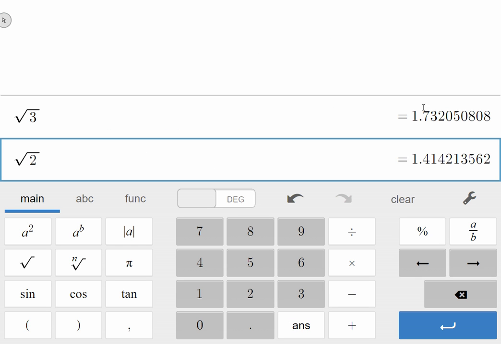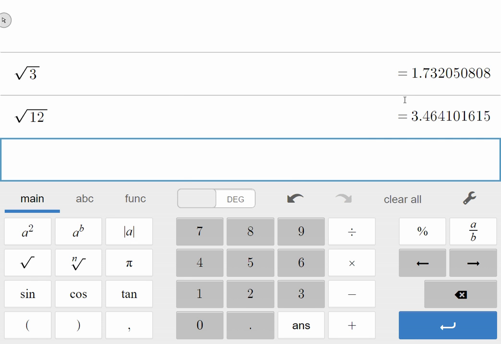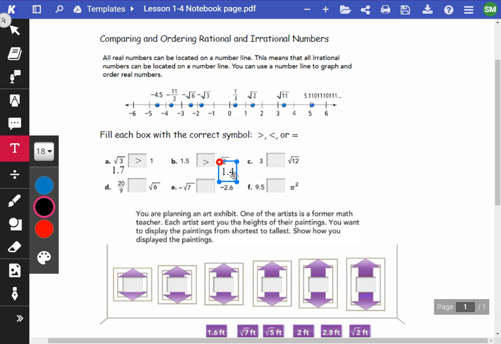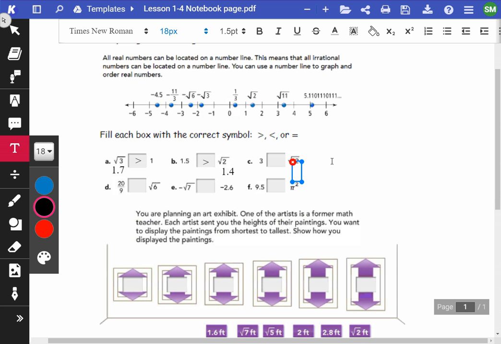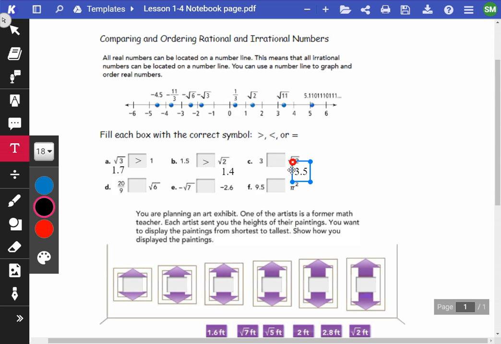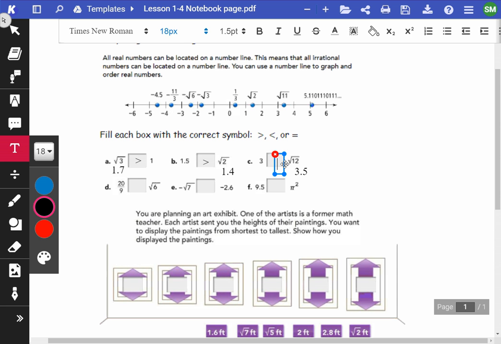What about 3 compared to the square root of 12? So let's go square root 12. And that's about 3.5. I'm going to put that right here, 3.5. So 3 compared to 3.5, I believe that would be less than.